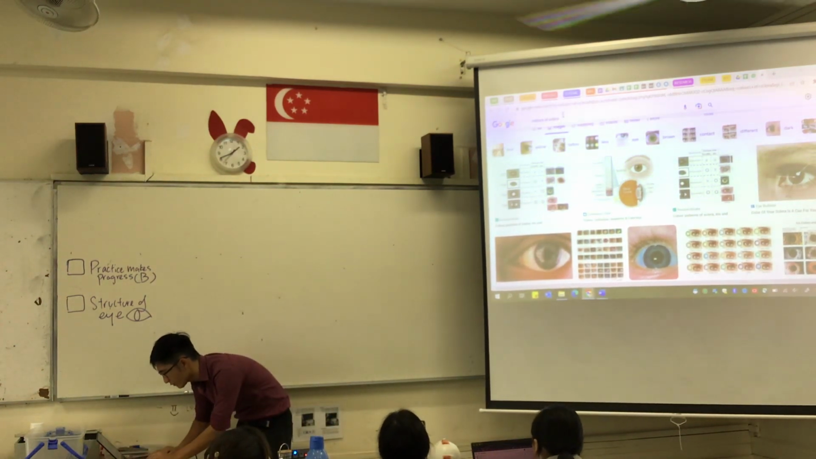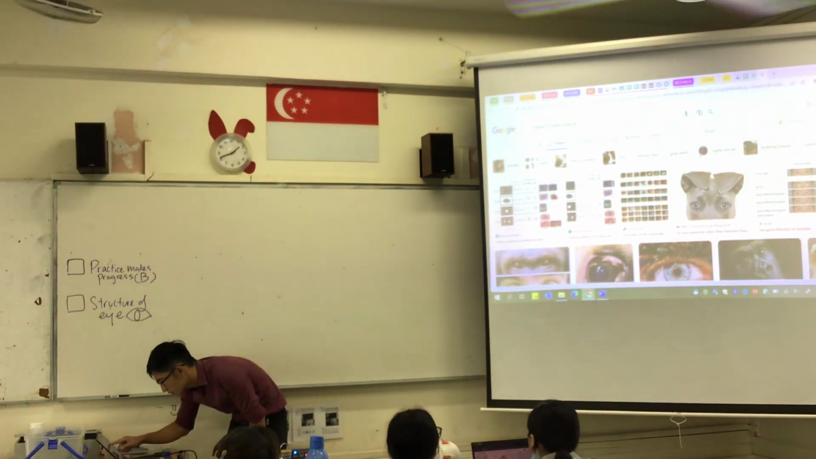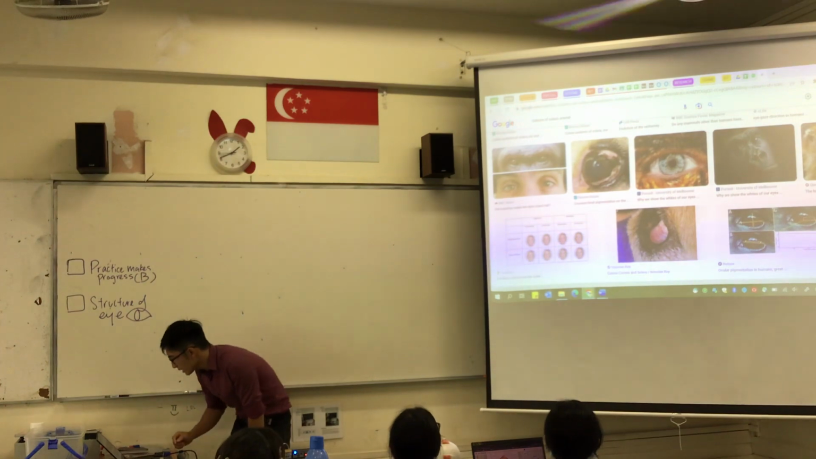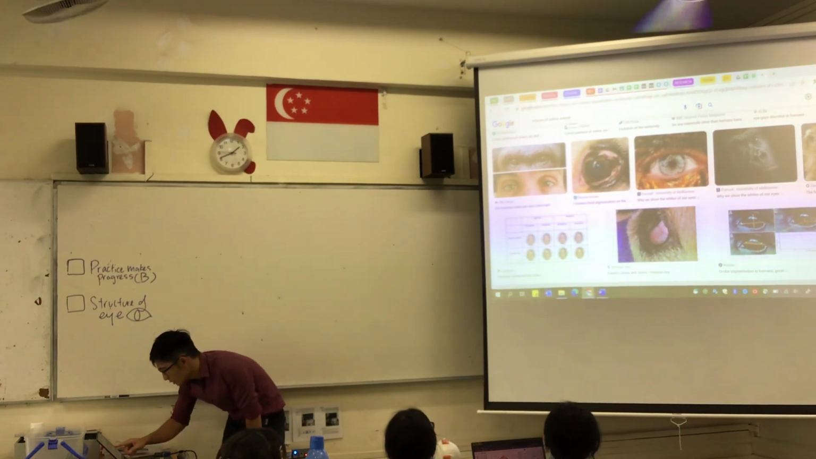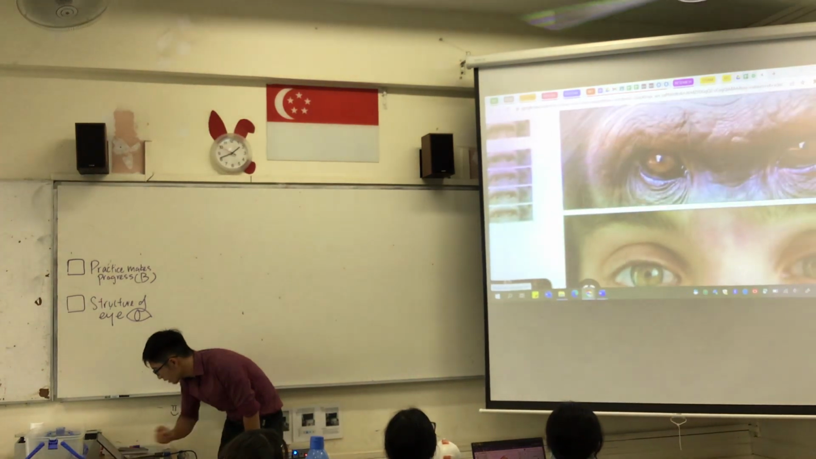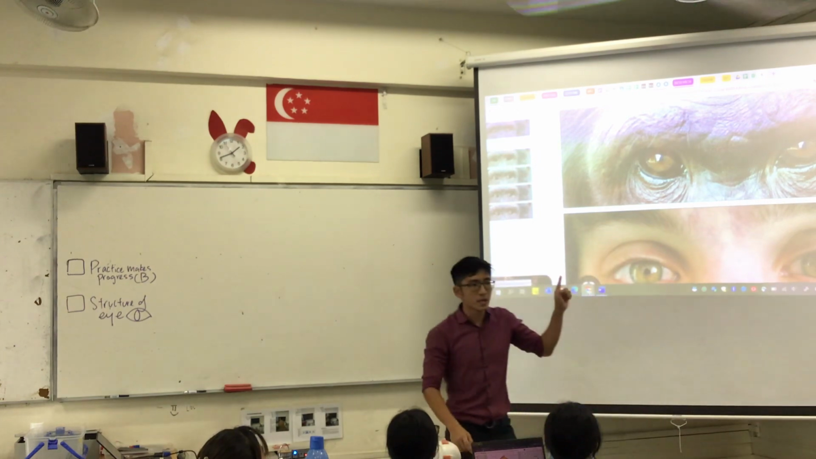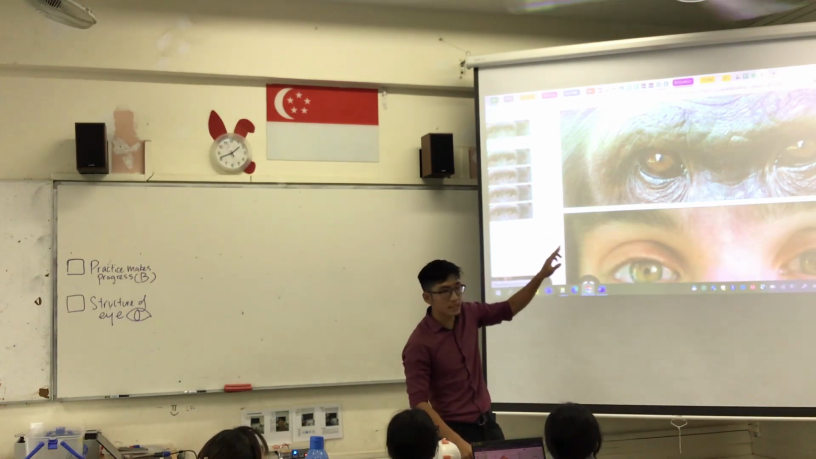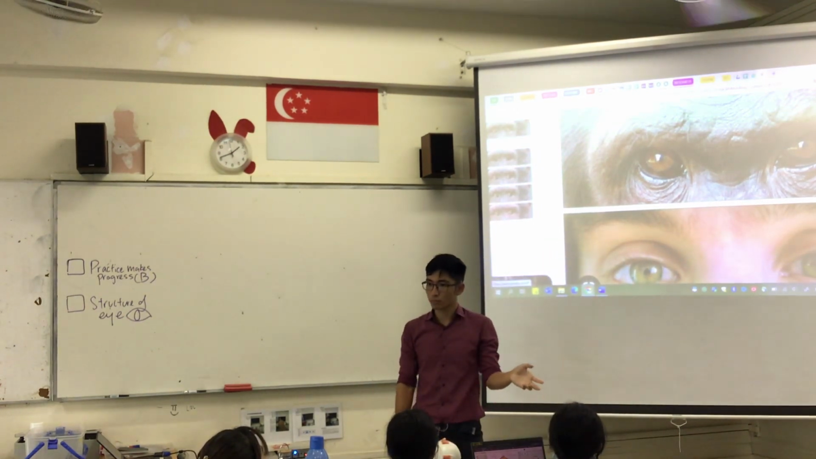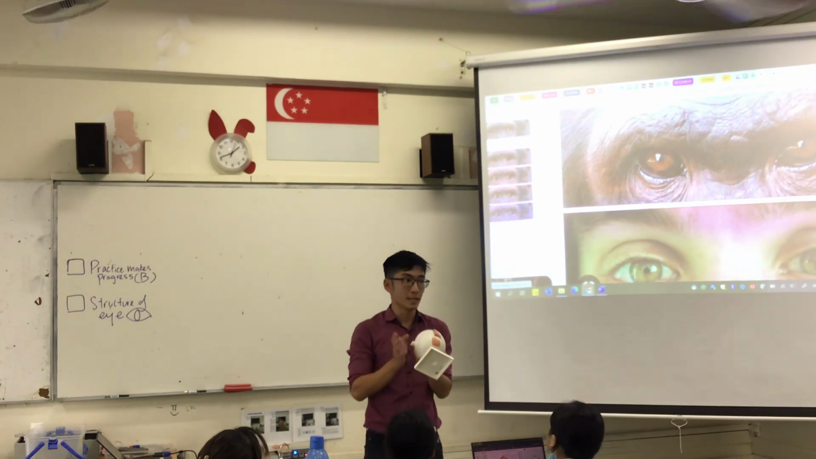Okay, let me search for other colors. Animals. Some chimpanzees have a different colored sclera. You look at this chimpanzee here. You can see that its iris is kind of brown in color. You look at the sclera outside, it's blackish. So for human eyeballs, our sclera is white.